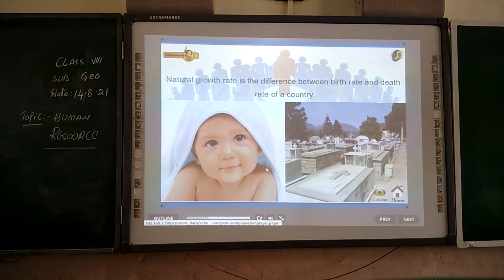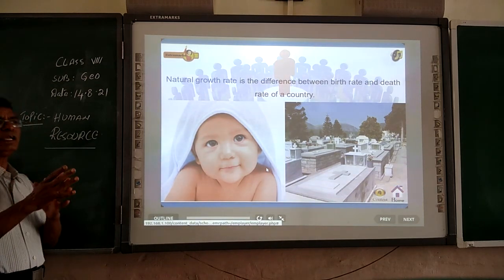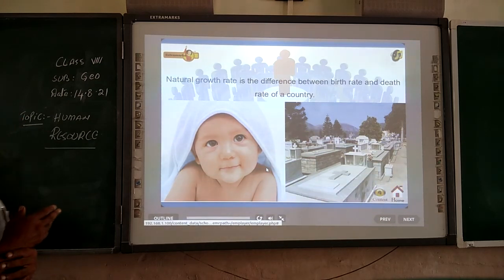Natural growth rate is the difference between birth rate and death rate of a country. What is natural growth rate? Natural growth rate is nothing but the difference between birth rate and death rate of a country.